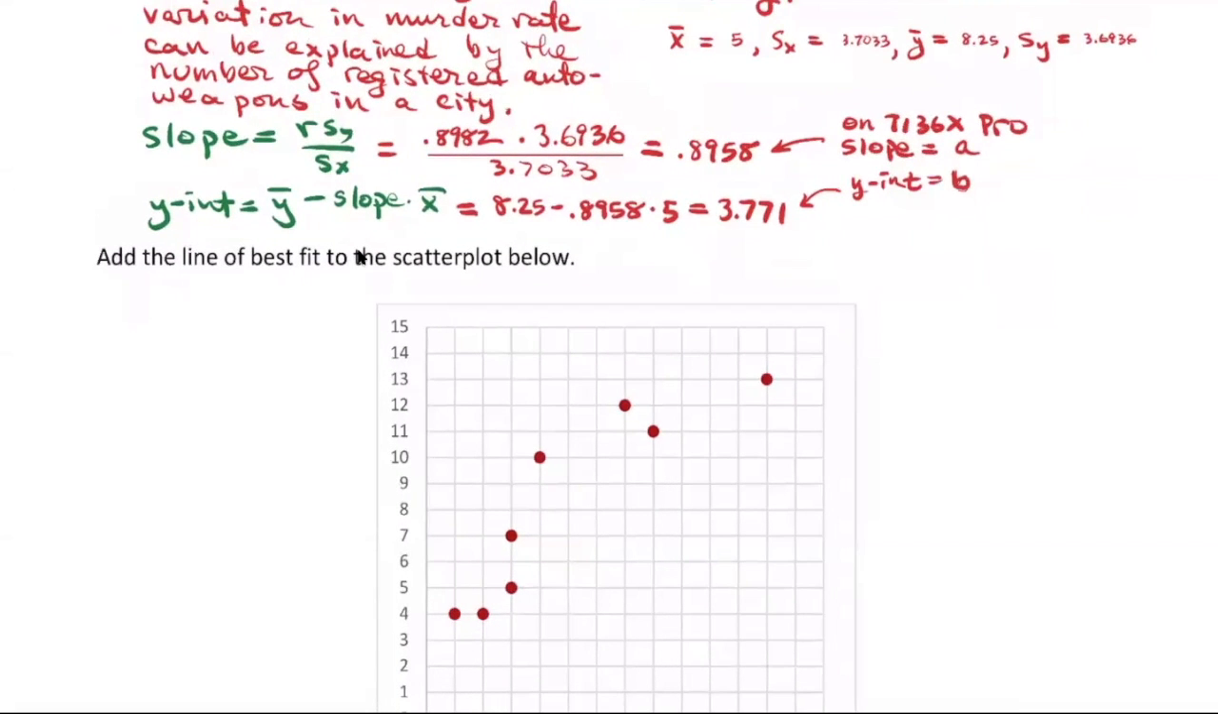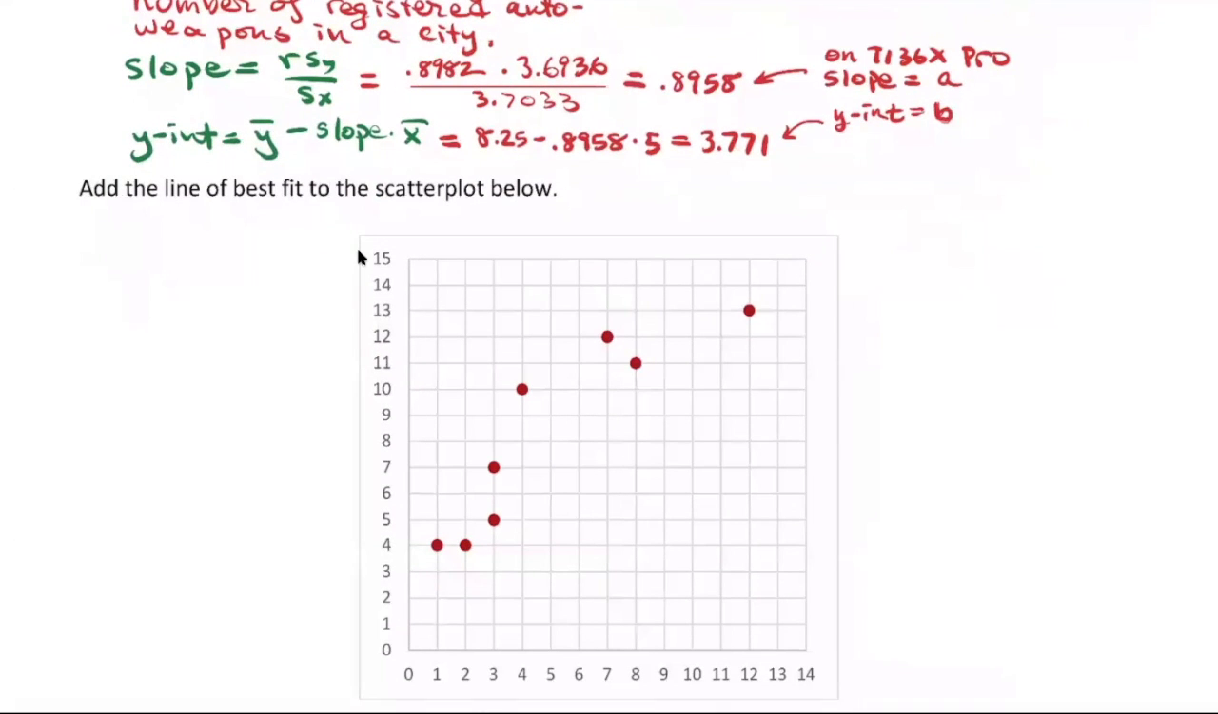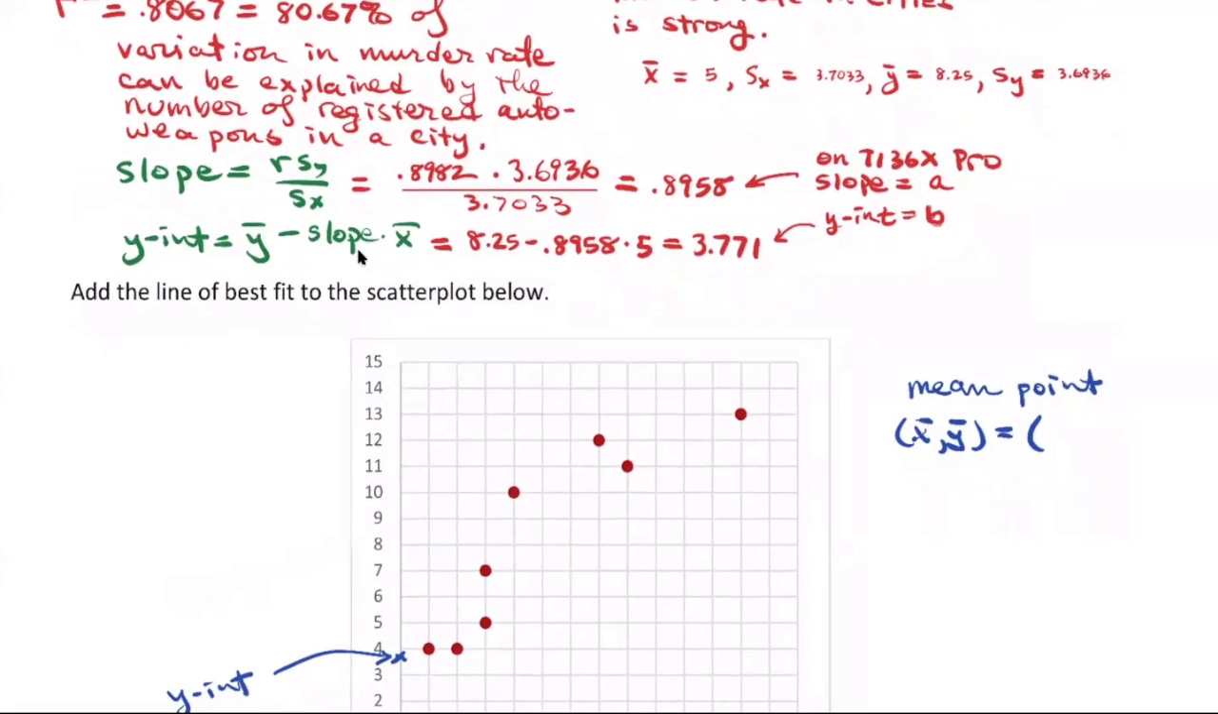We can graph the y-intercept, 3.771. I'll put right here. I'll do this with a little blue X. 3.7 is going to be back here. So that's my y-intercept. Then don't forget, that's 1 point, and then you need another point. You can get the mean point. So back to the beginning, the mean point is always on the line, which is x bar, y bar. And I think x bar was 5. Yeah, that's easy. And y bar was 8.25.